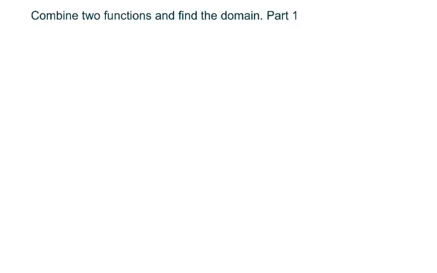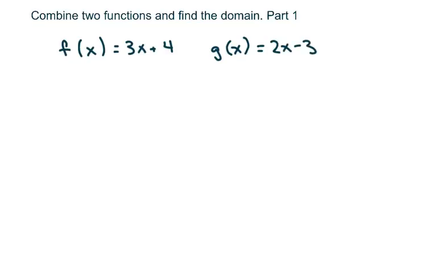Hi everyone, we're going to combine two functions and find the domain after we combine them. So the first thing we're going to do is find our two functions we're going to combine: f of x equals 3x plus 4 and g of x equals 2x minus 3. We're going to do two problems here. I'm just going to start with this first one here, and they're both very similar.